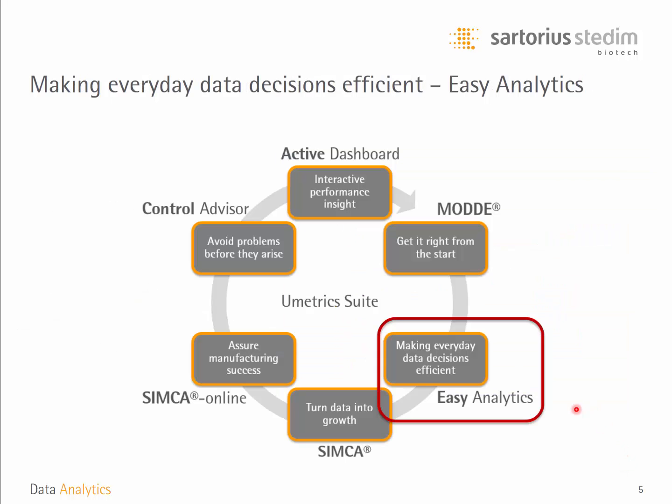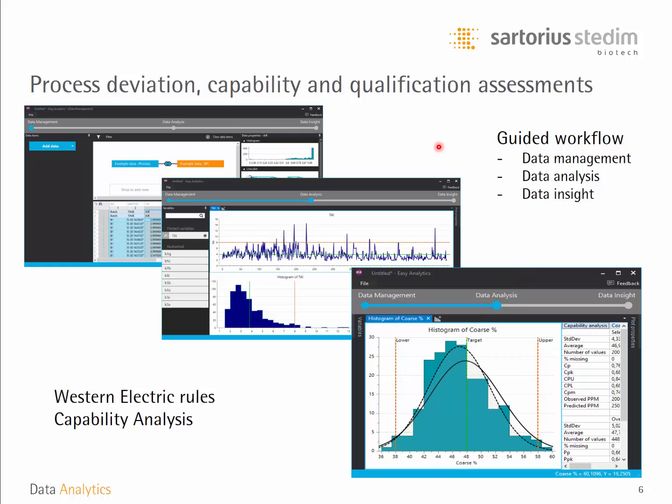The second component of the Umetrics Suite is the so-called Easy Analytics software. This is a rather recent addition to the Umetrics Suite, and it is about enabling everyday data decisions in an efficient manner. The Easy Analytics solution, you can say, is a guided workflow where the user can only move from left to right. The first part is what we call data management, where you are importing data and merging data. The second stage is the data analysis stage, where you are visualizing and summarizing important statistics relating to your data.